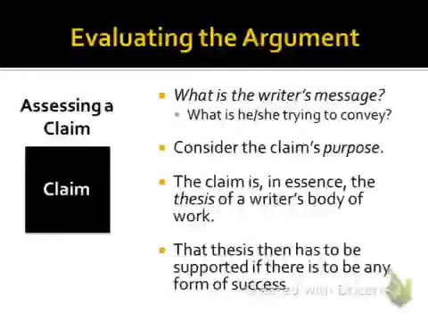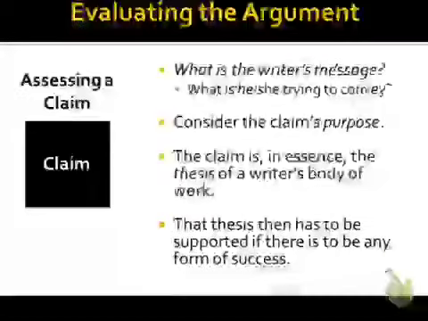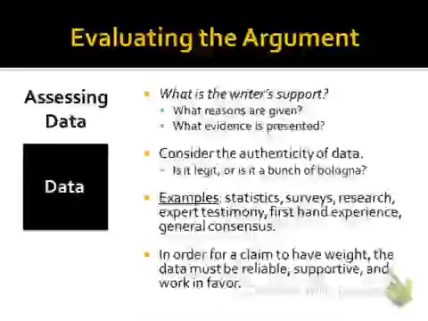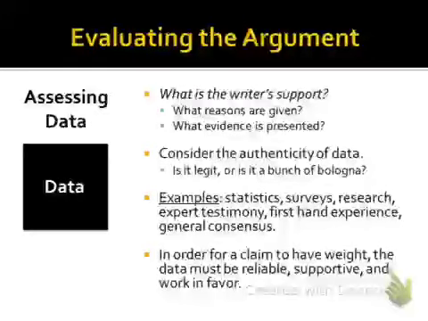So the first step when you get to the point of evaluating one's argument is to read the text or skim through the visual one time through and try to sum up what the main idea or purpose is. The second step then is to assess the data. You've got an idea of what the main idea or ideas are. So what does the writer support? What are the reasons given for this argument? What are the different kinds of evidence that's presented?